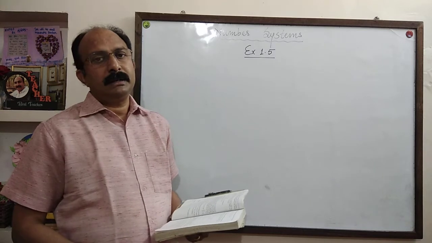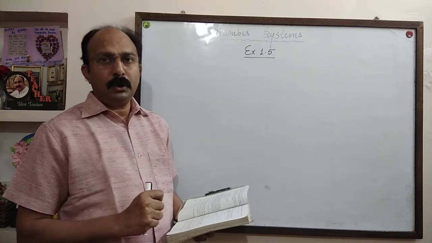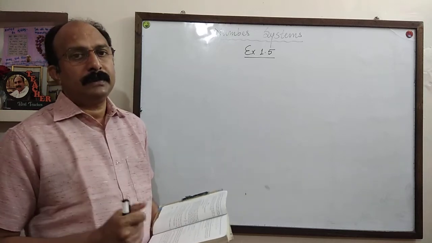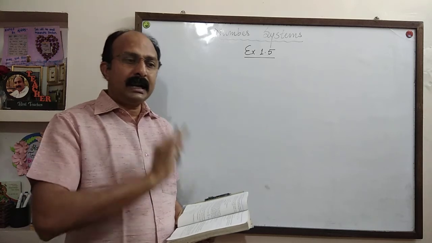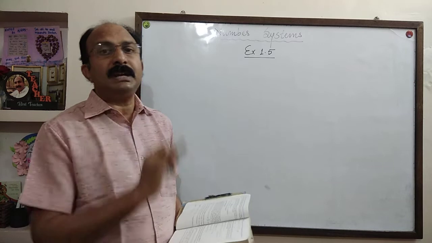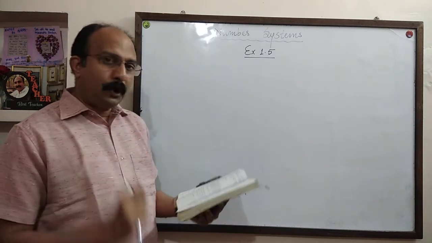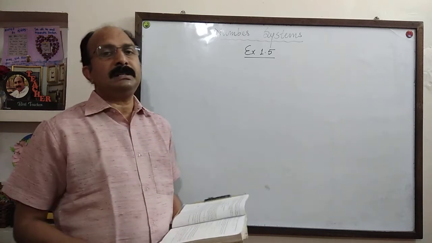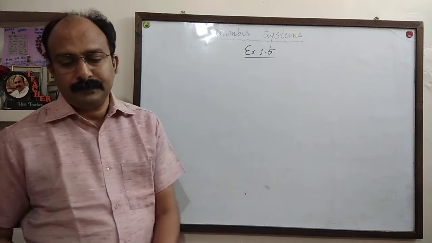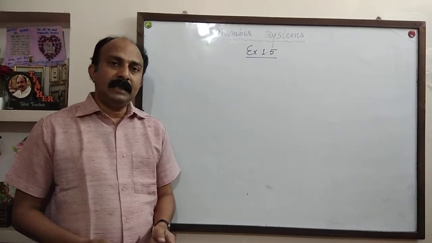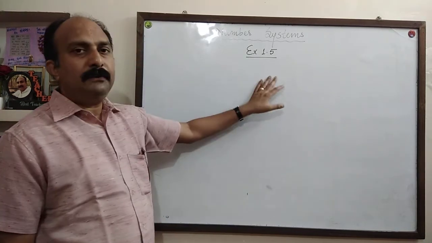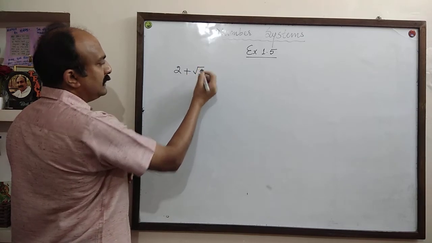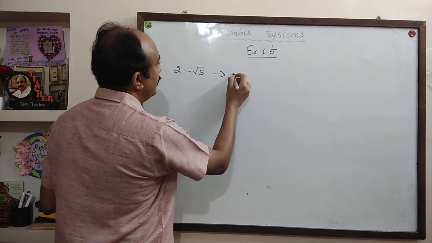If you subtract an irrational number from a rational number, or if you subtract a rational from irrational in any order, the answer will be irrational. So the sum or difference of a rational number with irrational number is irrational. Second point, the product or quotient of a non-zero rational number with an irrational number is also irrational. I repeat, the sum and the difference of a rational number with an irrational number is irrational. So 2 is a rational number, root 5 is an irrational number. Rational plus irrational, answer is irrational.